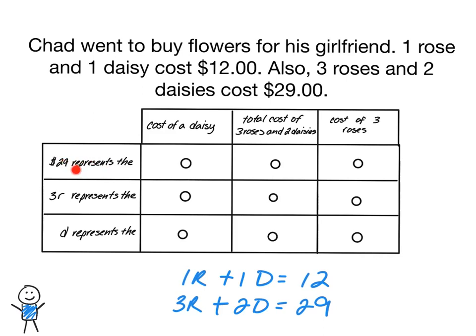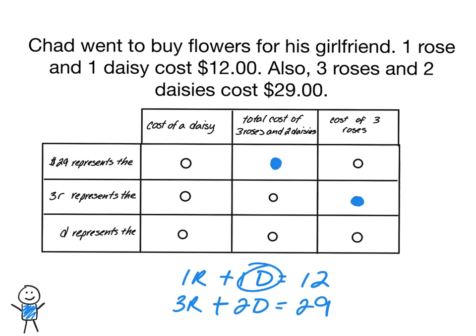It says $29 represents the what? Well, if I'm looking at my equation that I set up, $29 represents the total cost of 3 roses and 2 daisies. That one wasn't too bad. Next one says 3R. Well, that represented the cost of 3 roses. So the cost of 3 roses, wasn't too bad either. And the last question says the D represents the, well, in our case, 1 rose and 1 daisy. So the letter D represents the daisies.